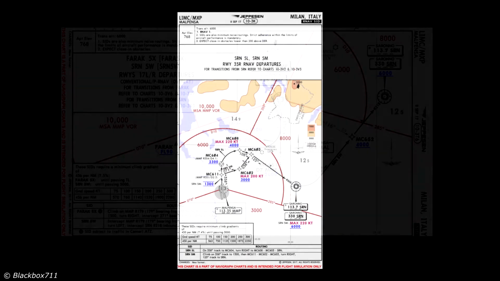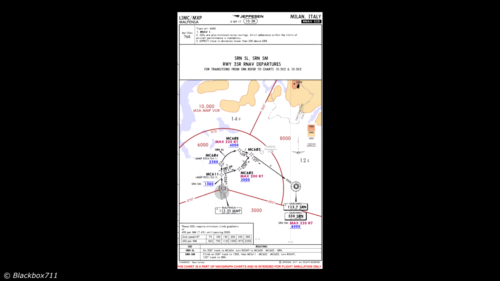Then we have a look at the Serrano 5 Lima and 5 Mike, and it says RNAV departure. Now, that's the thing, RNAV. Here comes the question. Is your aircraft capable of flying RNAV? And obviously in a simulator, if you have a 737, A320, and so on, it of course has RNAV capability. These planes are built that way.